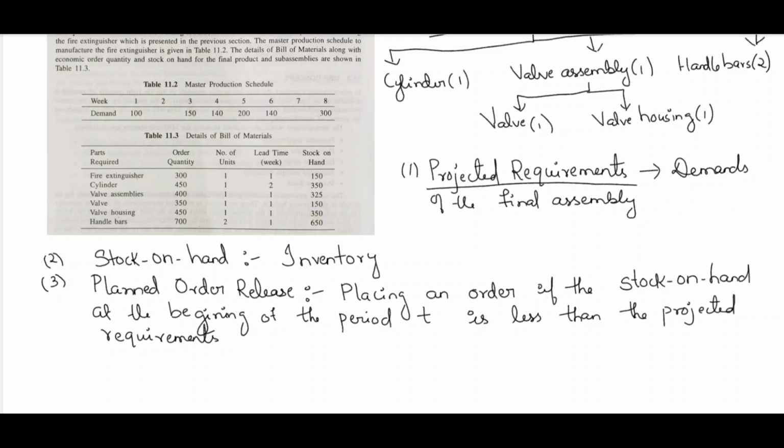Suppose your demand is 100 but you have stock on hand of only 50 items, so you need to place an order so that in the first week you are able to fulfill the demand of 100. That time planned order release comes into picture. So this is about your planned order release. Economic order quantity is the quantity that is ordered, and it depends upon the setup cost and carrying cost.